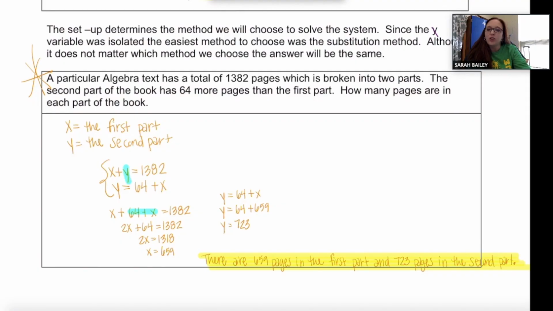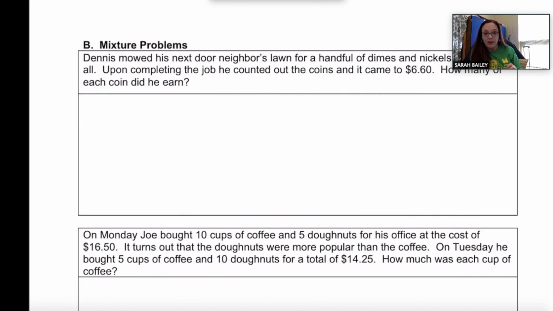Okay guys, so here's my system for this particular problem, and I found that there are 659 pages in part 1, 723 pages in part 2. So you're going to want to pause the video and make any corrections that you need to. Go ahead and do that now. Great. All right, let's go to the next page.